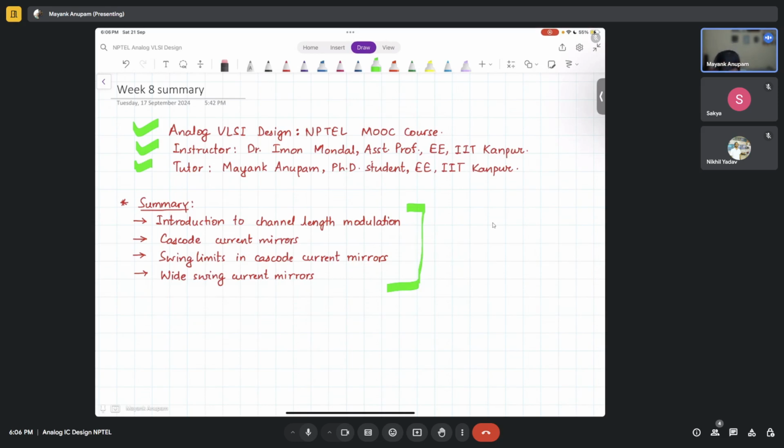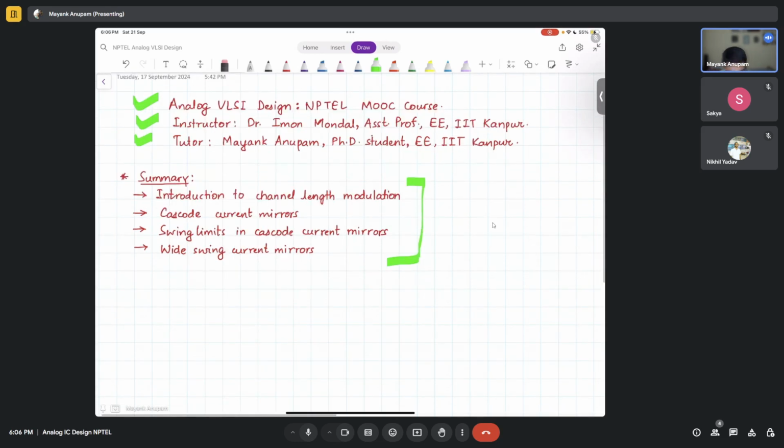However, that assumption doesn't hold true in real cases, and in real MOSFETs you have some output resistance. So this is what we were mainly focused on. We saw what is the reason behind having that output resistance in a MOSFET, and that comes because of a physical phenomenon called channel length modulation. So we reviewed quickly what channel length modulation is.